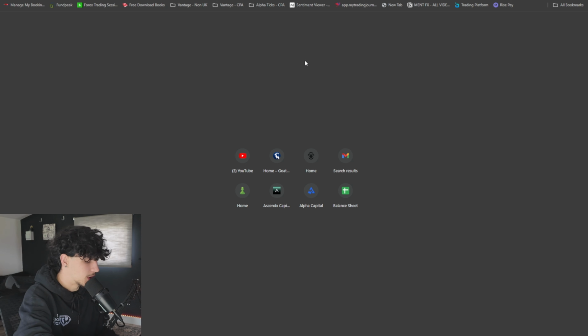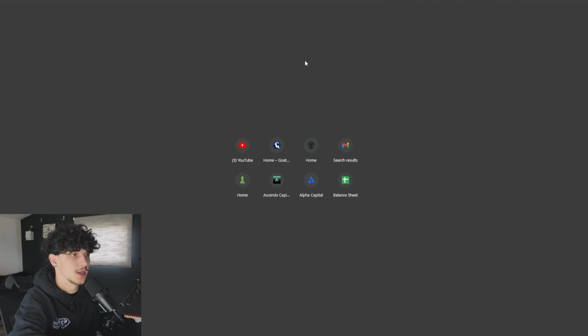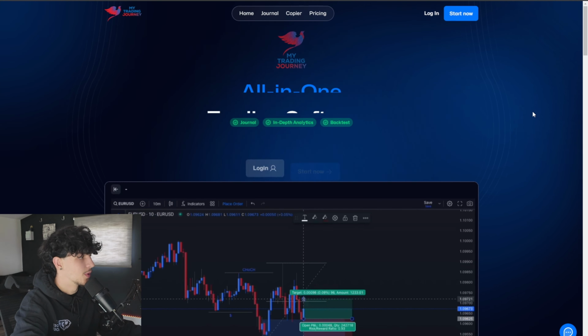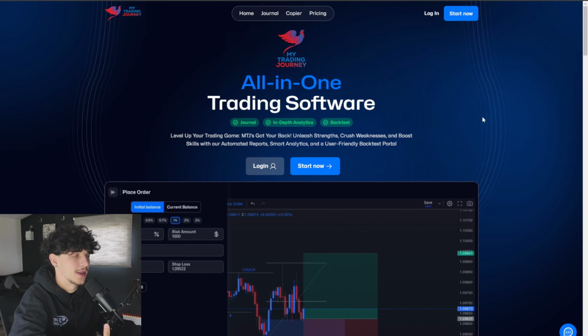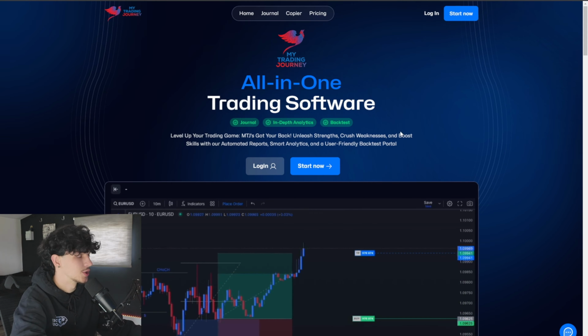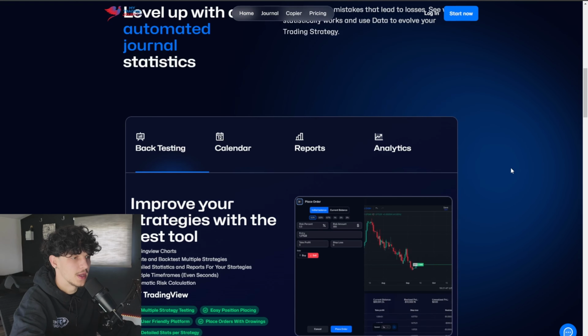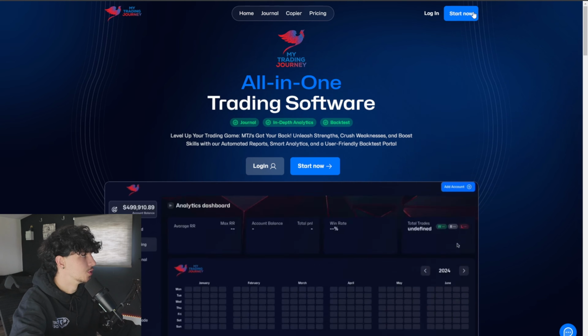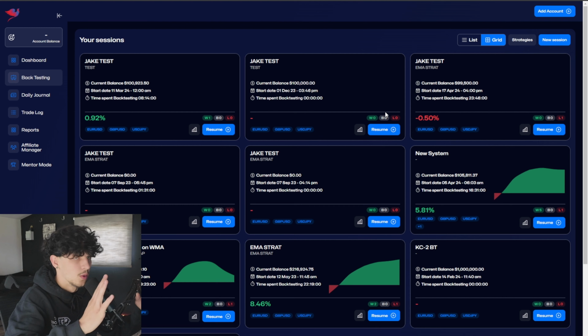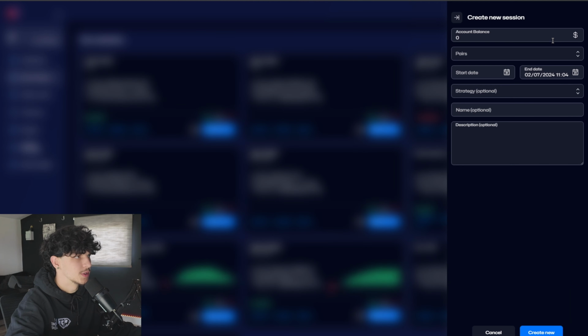So first things first, we're going to type My Trading Journey into the browser and create an account. I personally have an account already, since I use this strategy and this technology already. But for you guys, all you'll do is go to the top and press start now. Once you are logged in and you create an account, I want you to go to the backtesting section on the left, and go to new session.